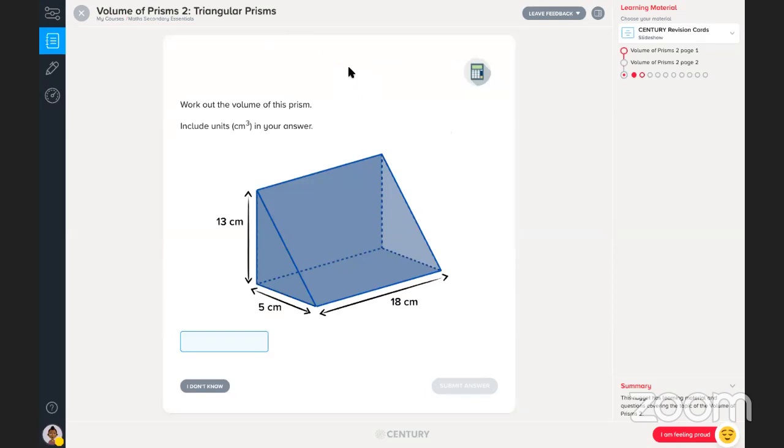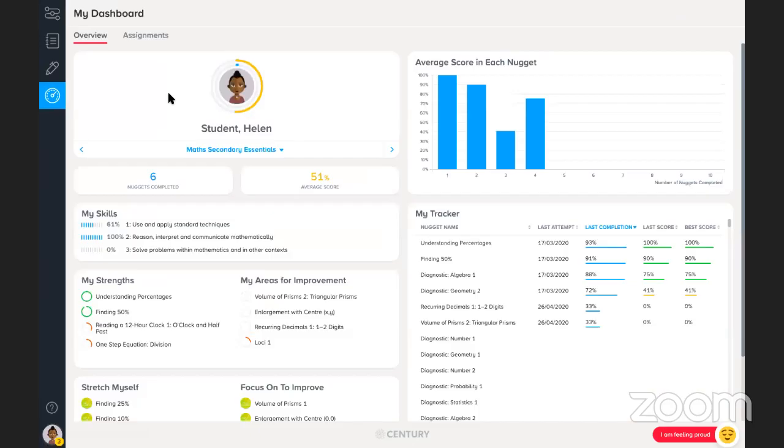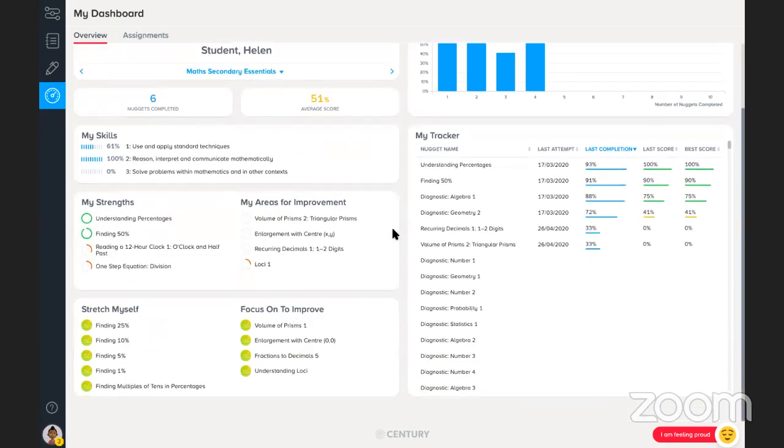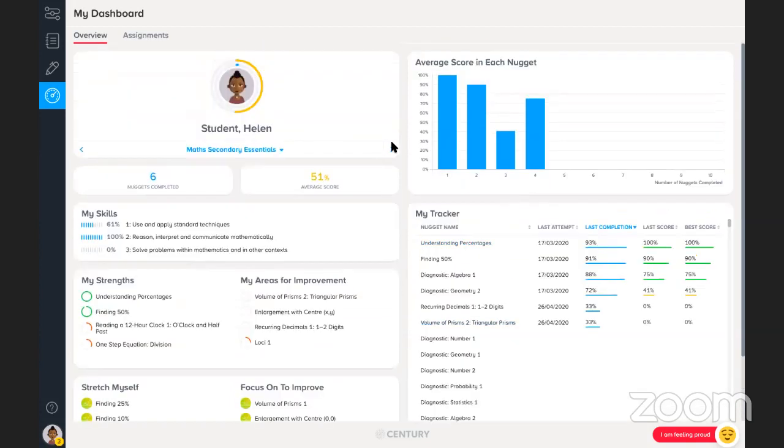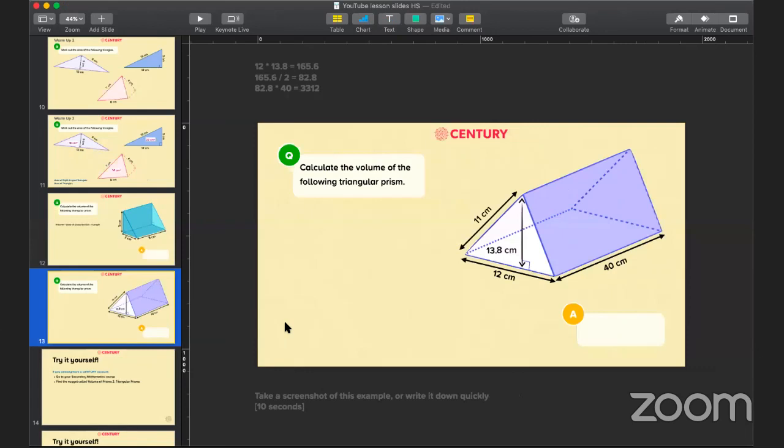Okay, now that we have finished that nugget, I could go back to my pathway and I could see what's coming up next, or I could look into my dashboard and I can see how I'm doing so far in different parts of maths. So I can keep track of everything that I'm doing really well in and what I actually need to do again to improve. So I'm going to stop the lesson there, and then we've got a couple of minutes left and I want to explain to you how you can try this yourself.